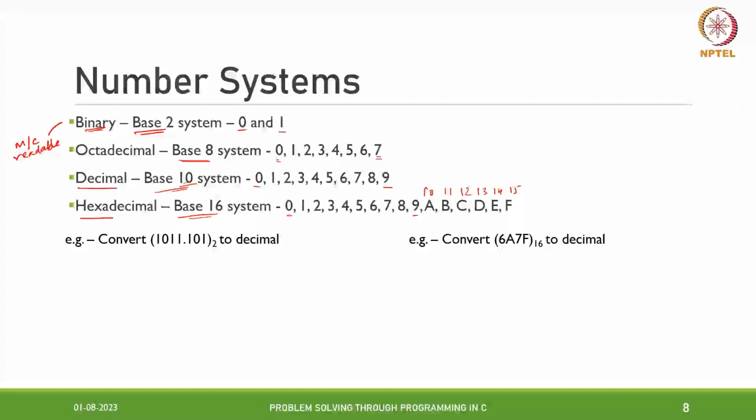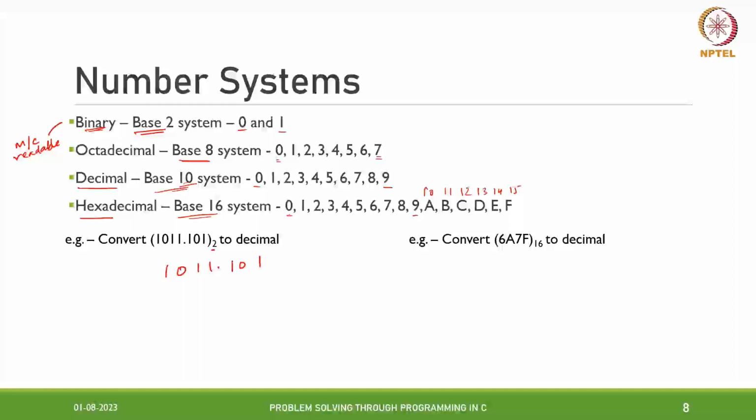So here I have an example. This is the number of base 2. So you can represent the base in this format. So it is 1011.101, all in base 2 now, and we need to convert it to base 10. So what is the procedure to do that? So you have this.